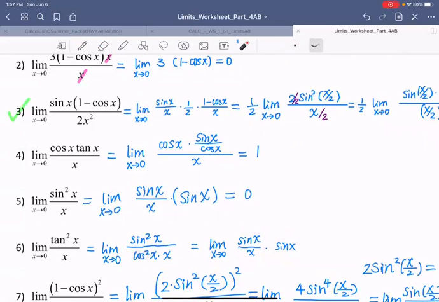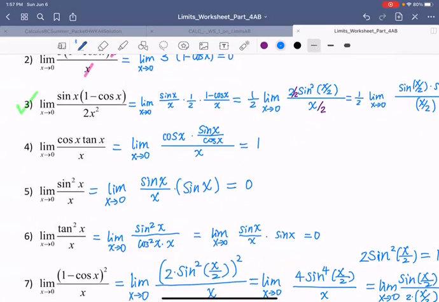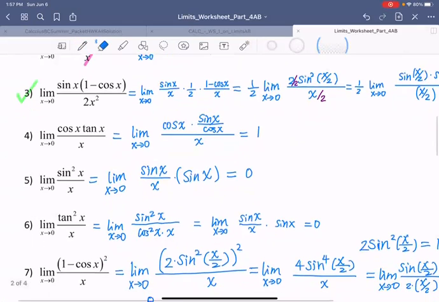Yeah, this guy is 1. Cosine 0 is 1, so this guy is gone. So that becomes sine squared x divided by x. Okay, so this is 1, this is 0. That's 0, correct? All right, next one is a little bit complicated.